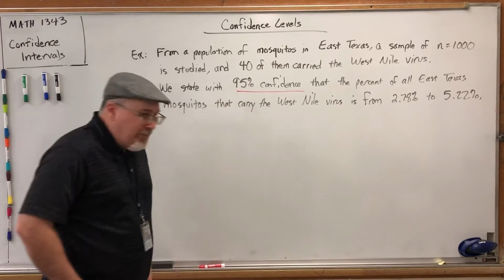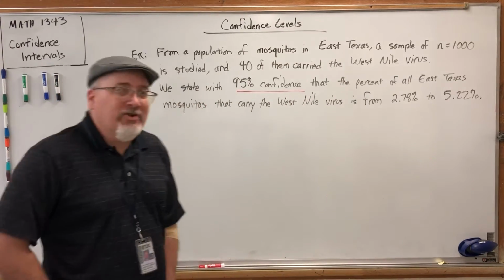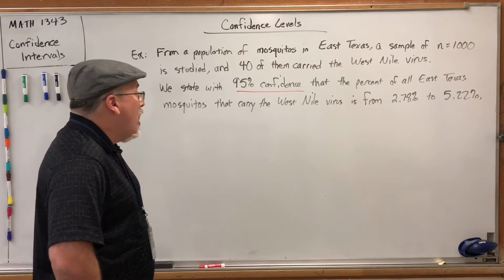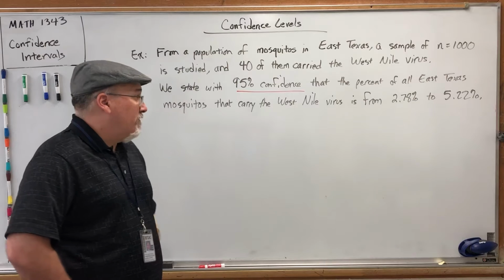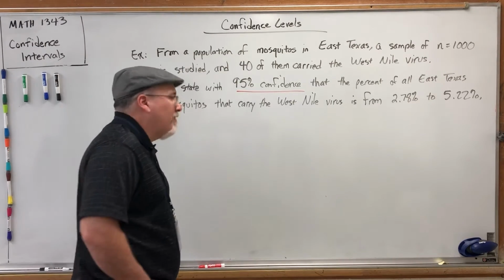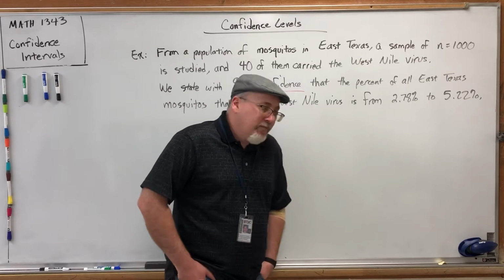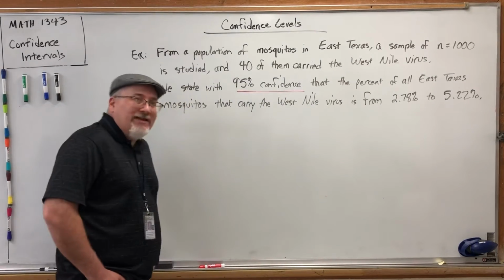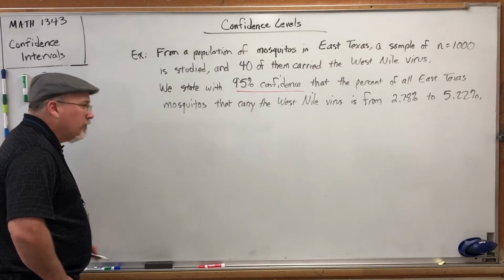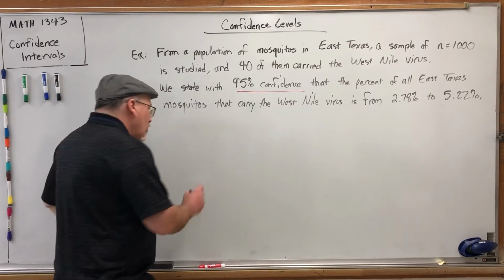Now, some people incorrectly think that means that there is a 95% chance that the value of P, the percent of all East Texas mosquitoes that carry the West Nile virus, is in that interval. Well, that's not actually what it means. What it means to be a 95% confidence level is the following.